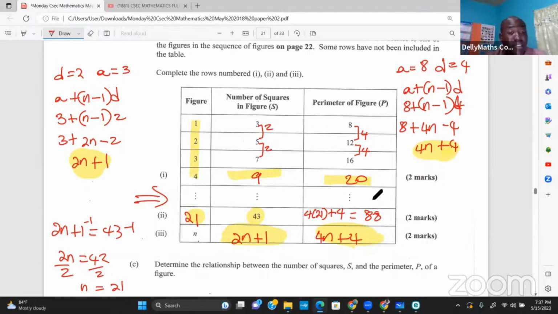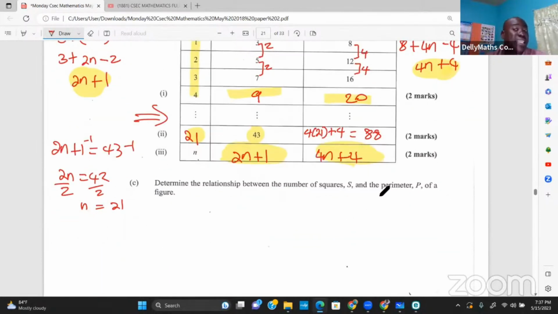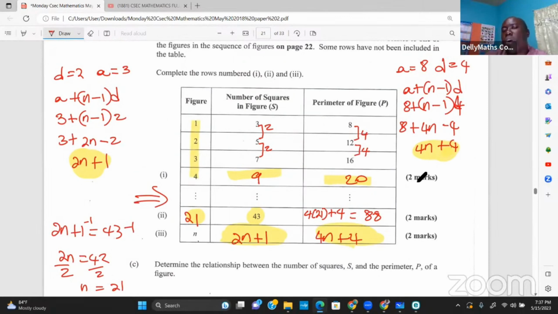That is 6 marks, you know. These are the easiest 6 marks I'm seeing. Think how hard you work for the other 6 marks, and look how easily you're working for these.